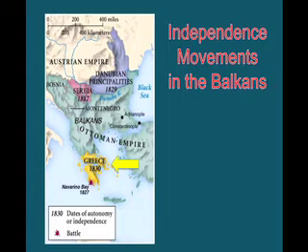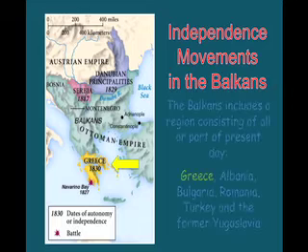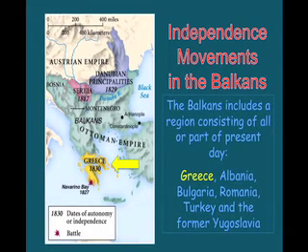So the independence movements in the Balkans kind of started the ball rolling in Europe, and you can see Greece is a part of the Balkans. The Balkans definition is the following: it includes a region consisting of all or part of present-day Greece, Albania, Bulgaria, Romania, Turkey, and the former Yugoslavia.